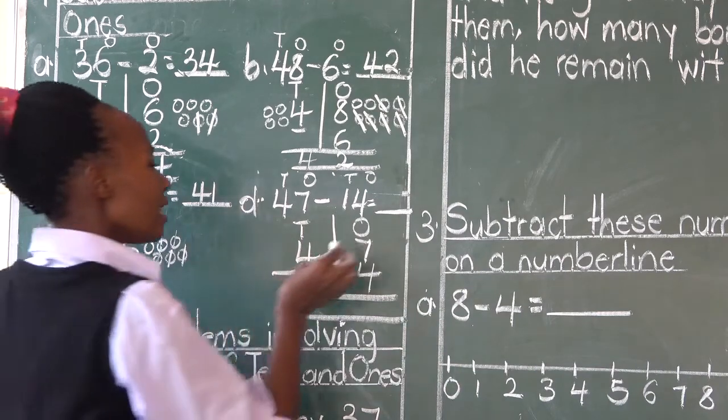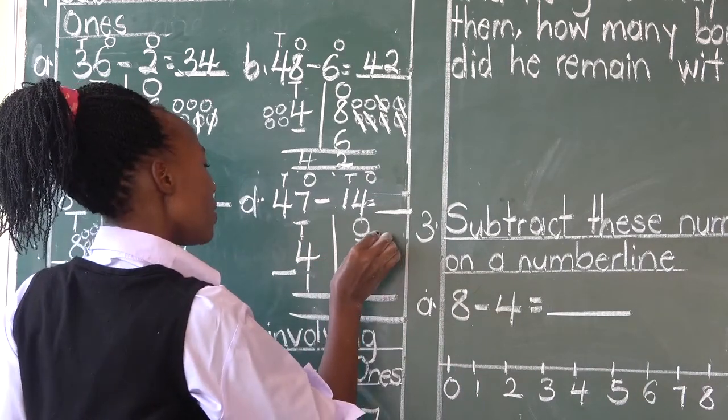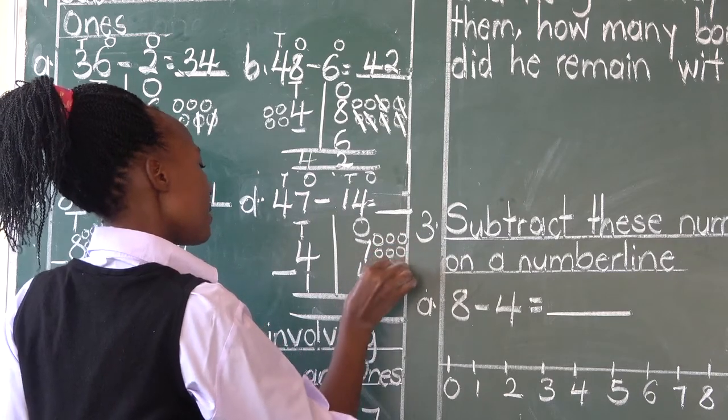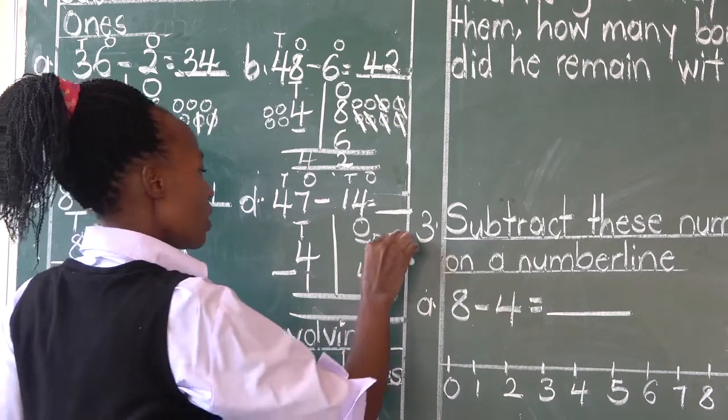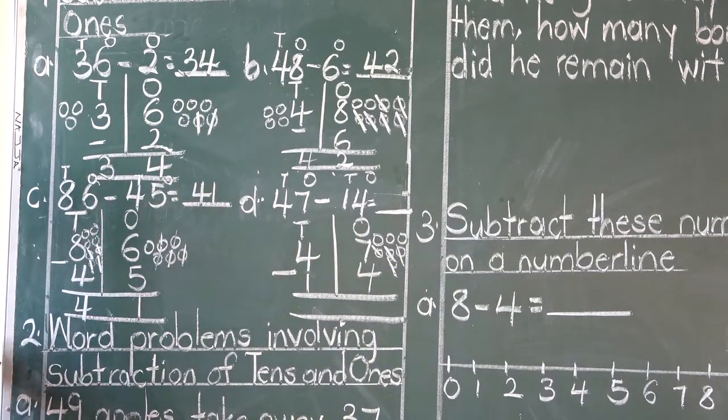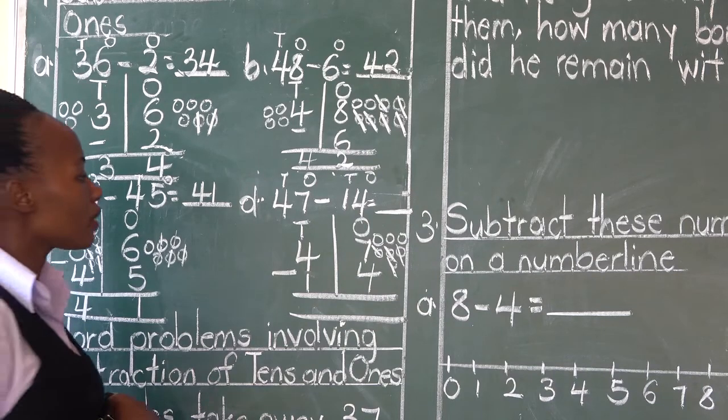Now, still, by drawing the line first in the middle, we come to 1s. We have 7, take away 4. We draw our 7 balls: 1, 2, 3, 4, 5, 6, 7. We cross out 4: 1, 2, 3, 4. How many have we remained with? We are going to count the remaining balls.